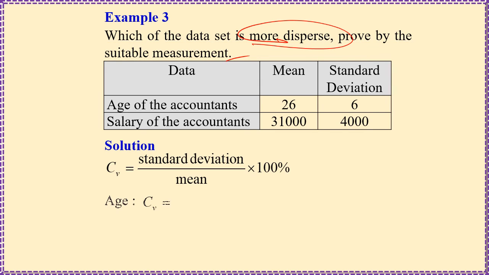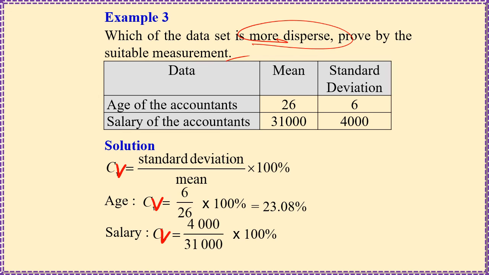Okay, so for the age of the accountant, we have the coefficient of variation equal to 6 divided by 26 multiplied by 100%, which is equal to 23.08%. And then for the salary of the accountant, the coefficient of variation, CV, capital C, capital V, is equal to 4,000 divided by 31,000 multiplied by 100%, which is equal to 12.9%.